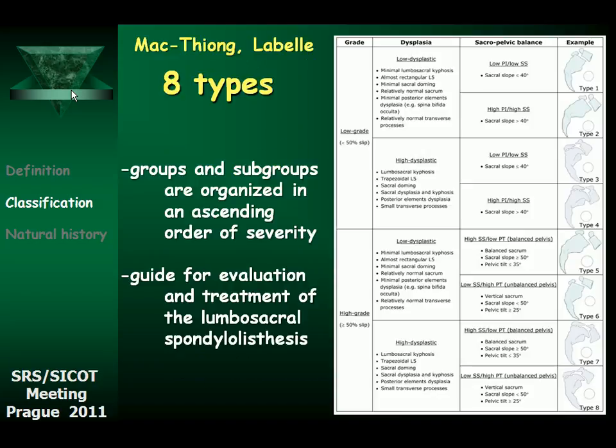This is the table of the 8 main types of this Mac-Thiong and Labelle classification, and their groups and subgroups are organized in ascending order of severity. It can be a guide for evaluation and treatment of mostly lumbosacral spondylolisthesis. You can see on the table that the lowest type starts with low grade and low pelvic incidence, and the most severe is with high grade and high pelvic incidence.